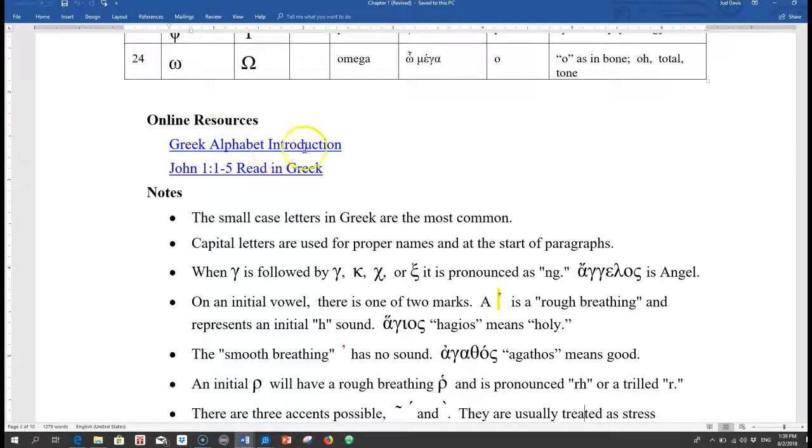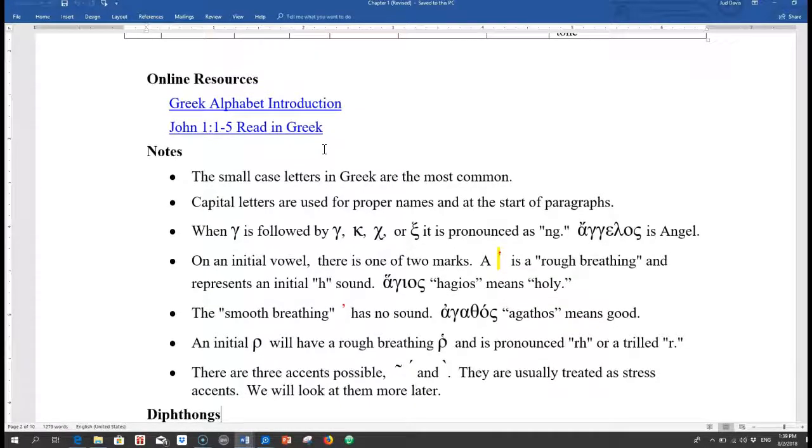So straightforward, what you want to do is look at the online alphabet instructions, and most of these are YouTube videos. You can use these as kind of a supplement, and then go to the text and just listen to John 1:1-5 read over and over. And if you do those things, the first quiz is just going to be great.